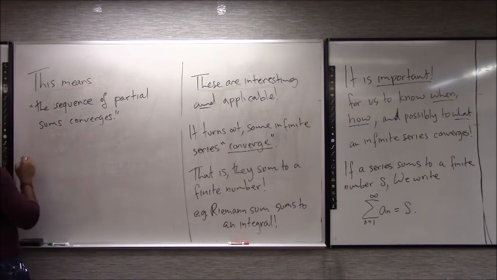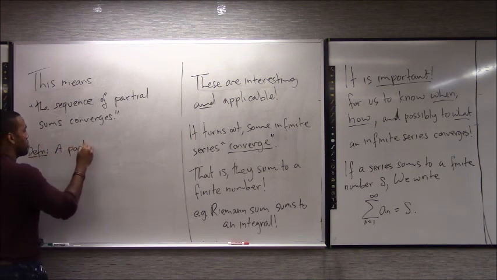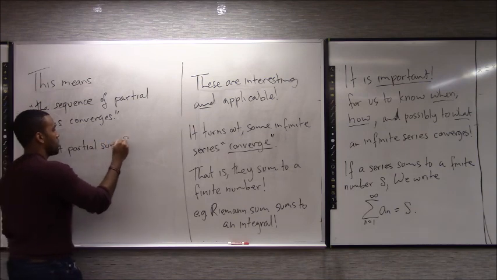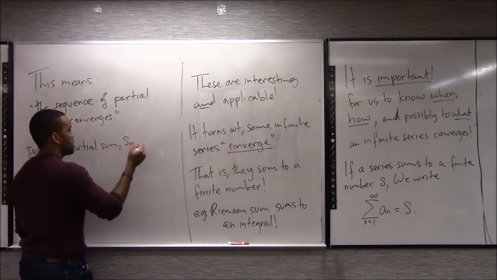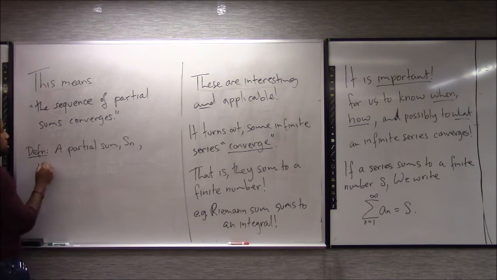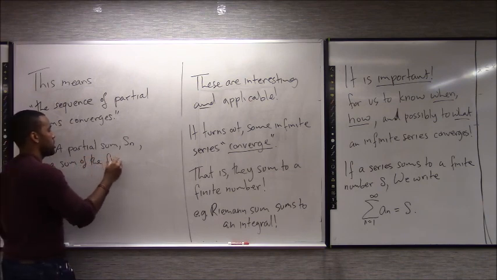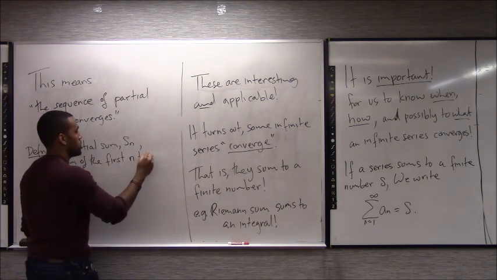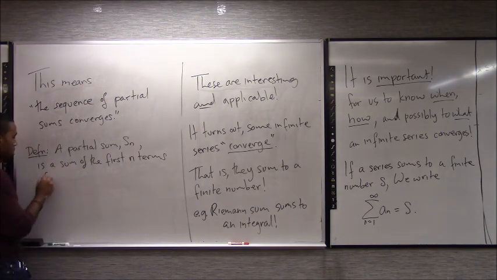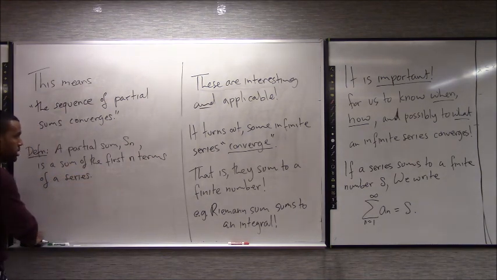So, definition. A partial sum, Sn, that notation kind of means I'm going to think of it as a sequence, is a sum of the first n terms of a series. Let's do an example.